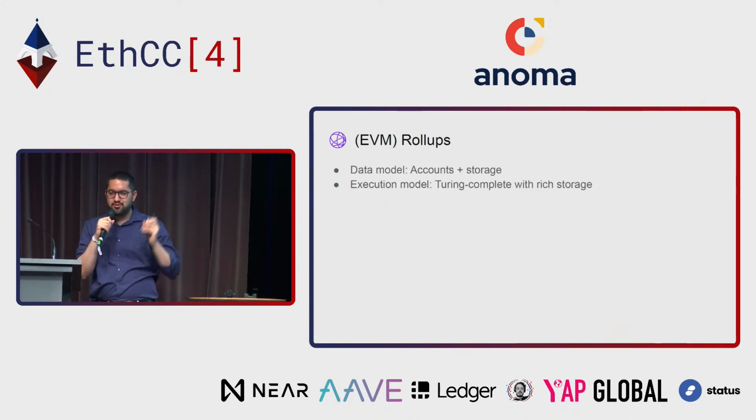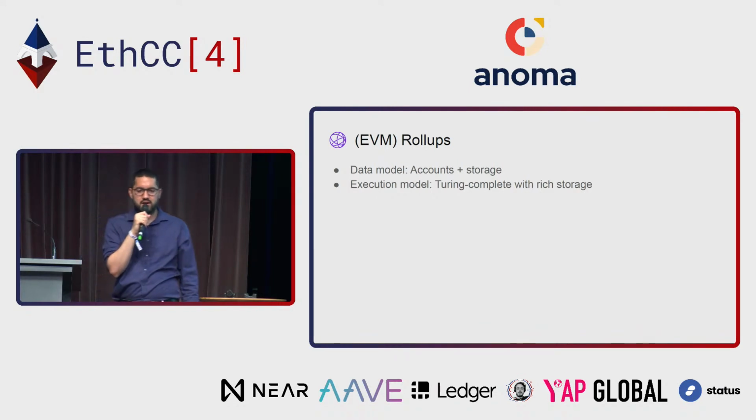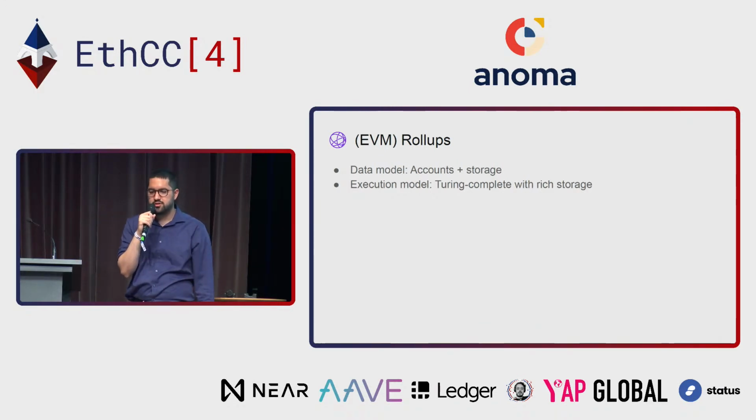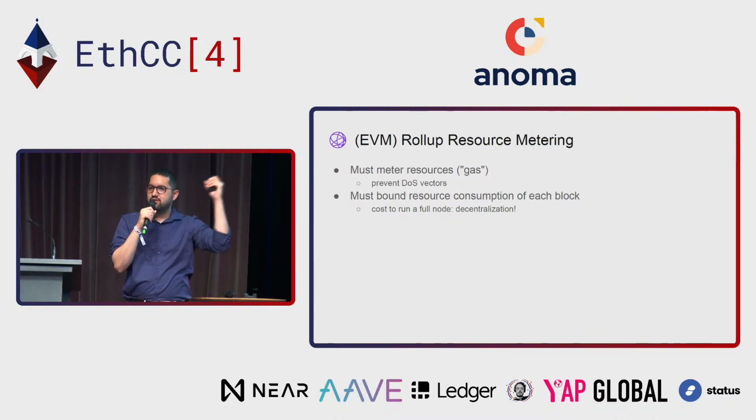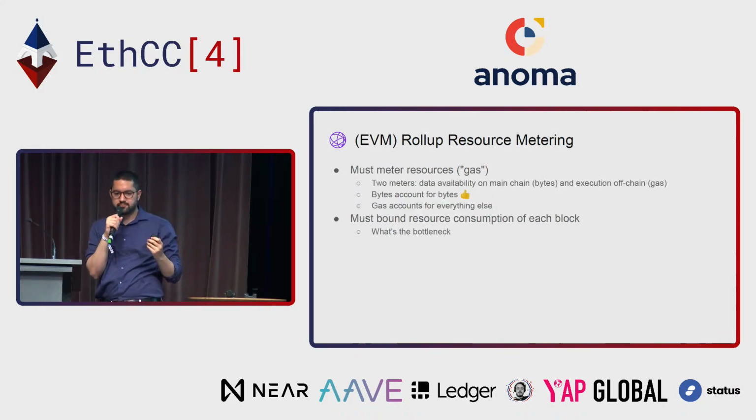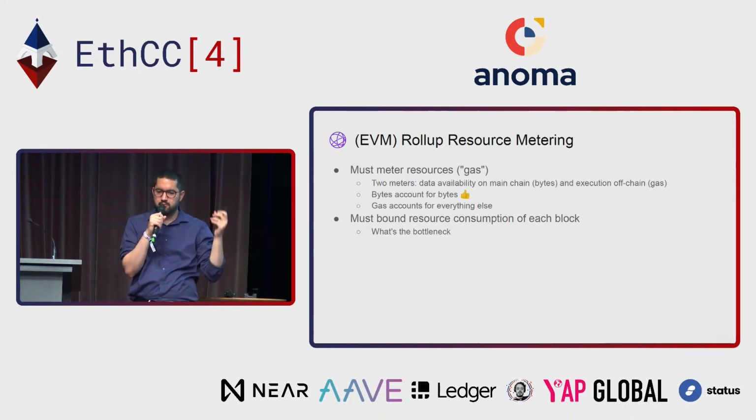So how do these EVM rollups work? Similar data model to Ethereum, because you just take the EVM and put it in a rollup. Accounts and storage with Turing complete execution. Again, a rollup is not magic. A rollup is a blockchain, and like all decentralized blockchains, you need to meter its resources, and you need to bound the amount of resources used per block. Okay, how does an EVM rollup meter resources? Here's where things get interesting.